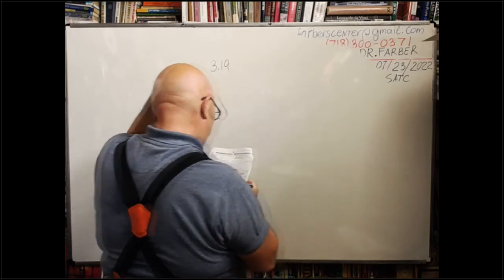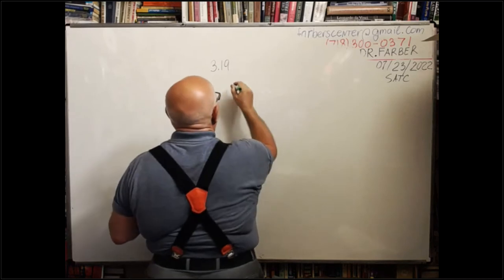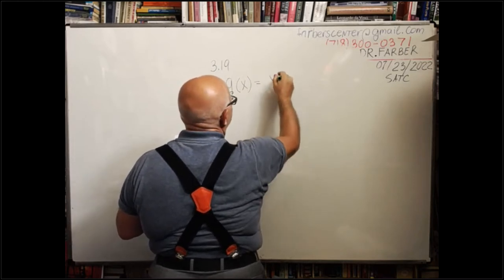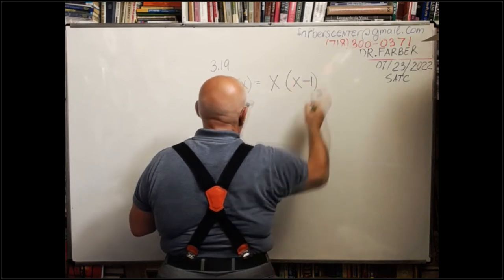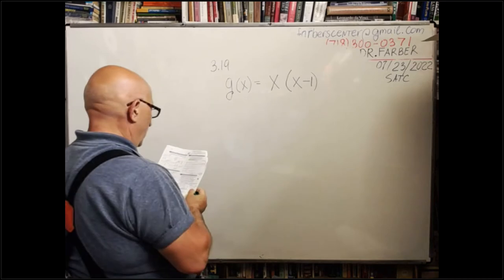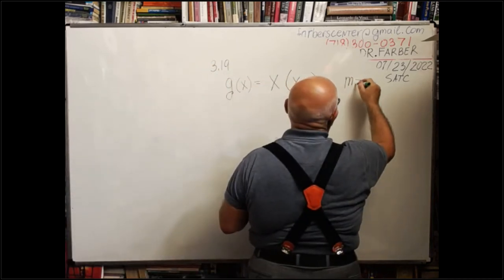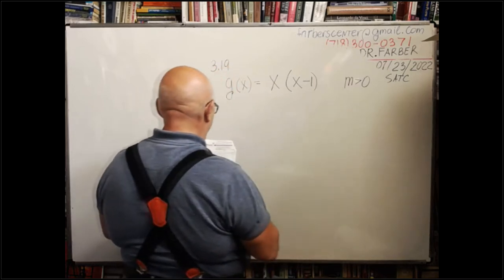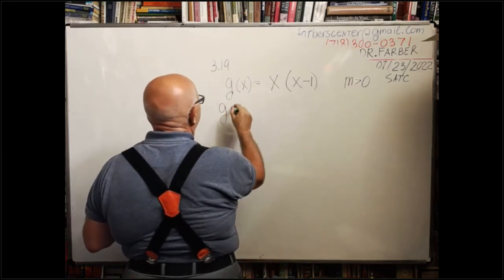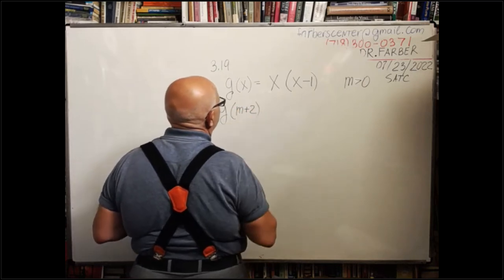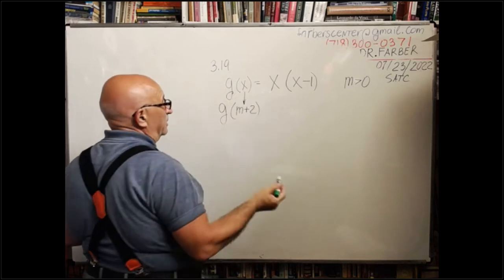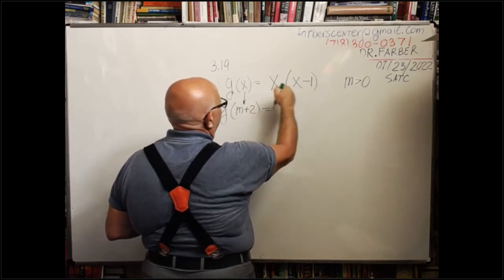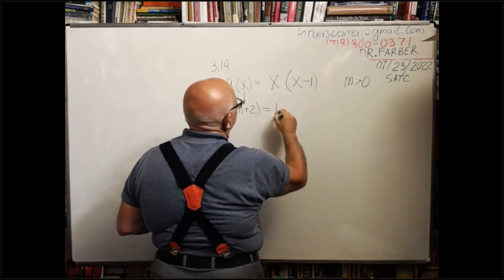In 3.19, we have g of x equals x times (x minus 1), and m is positive. And what is g of m plus 2? G of m plus 2 means x equals m plus 2. Substitution. It's the same as how this function works. Take this value and multiply by the value which is one less. It will be m plus 2.